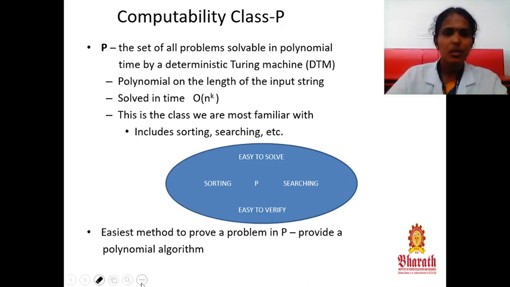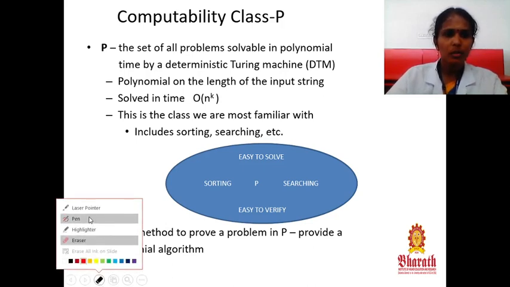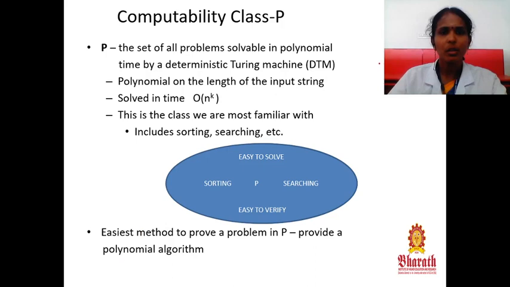Next, we can move to the topic. First, let us discuss class P. Here we have a general definition: P is the set of all problems solvable in polynomial time by a deterministic Turing machine.